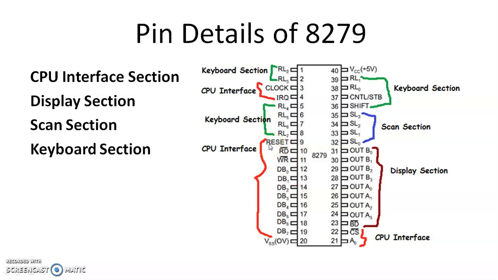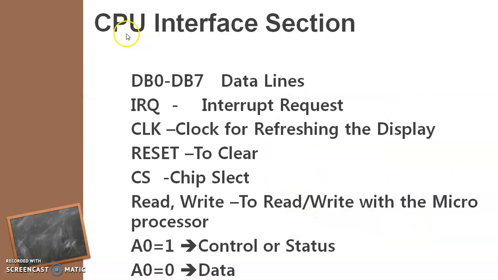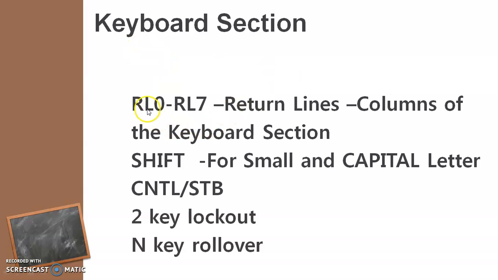Read, write, reset. Whenever the processor undergoes a reset, the values entered in your display RAM and FIFO RAM will be cleared. Then in the keyboard section, you have RL0 to RL7. Then clock, which decides your refreshing time, and interrupt request, which interrupts your processor whenever a valid key press is made. So in the CPU interface section, you can see the data lines, interrupt request, clock and reset, which I have explained earlier. In the keyboard section, RL0 to RL7 connect to the columns of your keyboard.